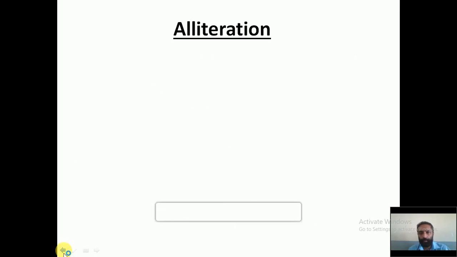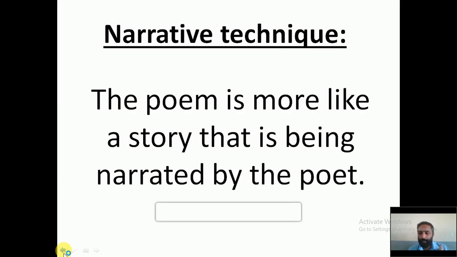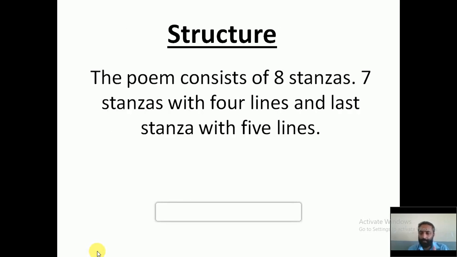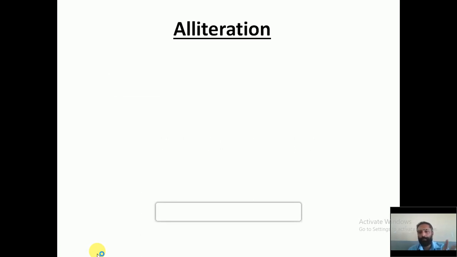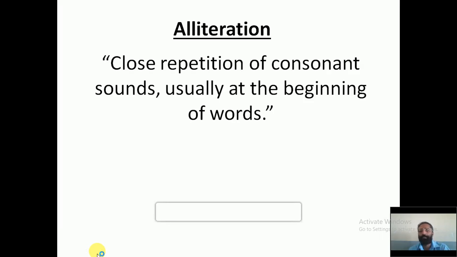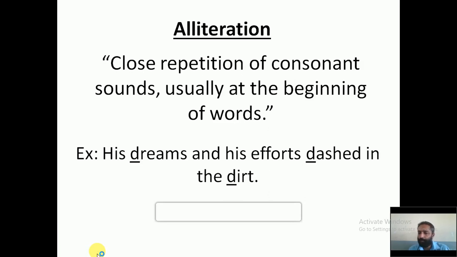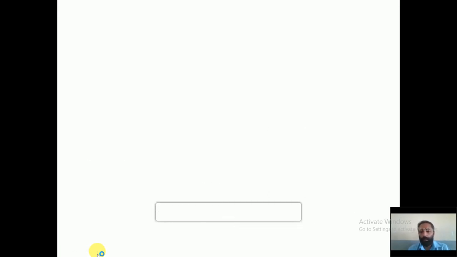So once again, let's go through. There are 3 things that I have taught you today. One is narrative technique. It means the poem looks like a story that is being narrated by the poet. Then we learned about the structure. This particular poem does not have a rhyme scheme: the 7 stanzas have 4 lines and the last stanza contains 5 lines. The next one is alliteration, which means the close repetition of consonant sounds, usually at the beginning of the words. I have given you examples. I hope you have understood.